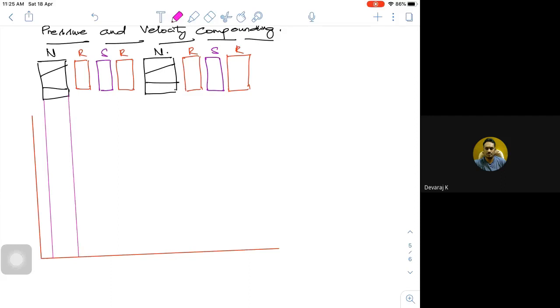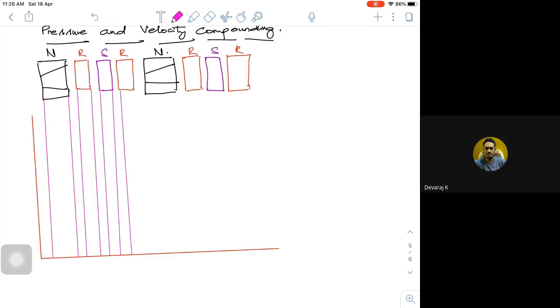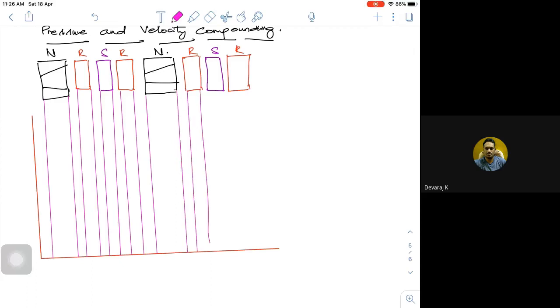So this is for each and every stage. So rotor, then stator, rotor, and stator, the nozzle in between, then I have a rotor, then I have the last one, which is a rotor.